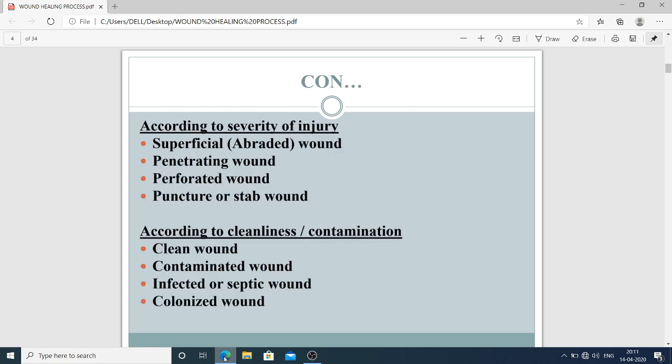We have also covered, according to severity of the injury, superficial, penetrating, perforated, and puncture or stab wound, and also covered, according to the cleanliness and contamination, the clean, contaminated wound, infected or septic, and colonized wound.